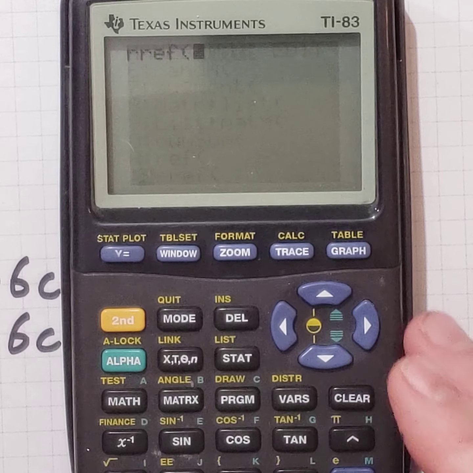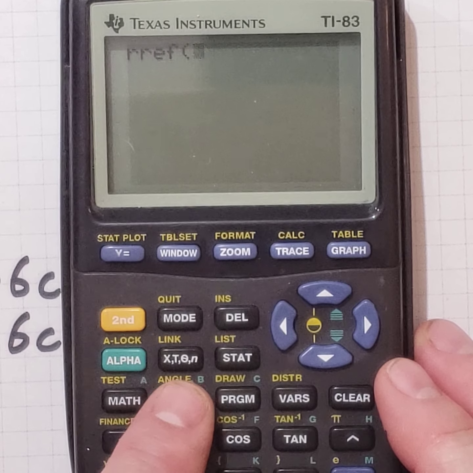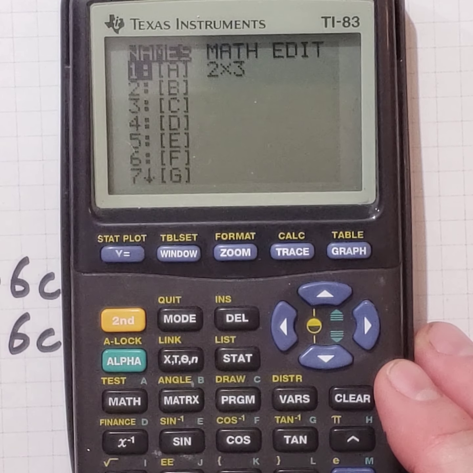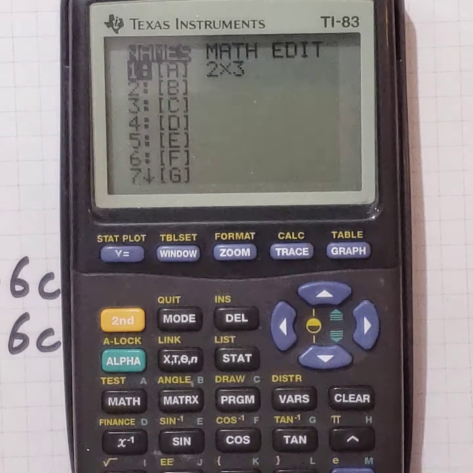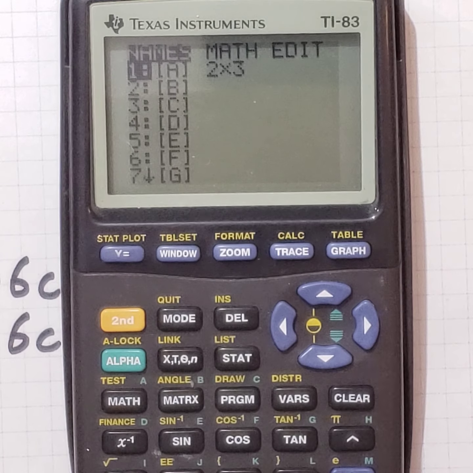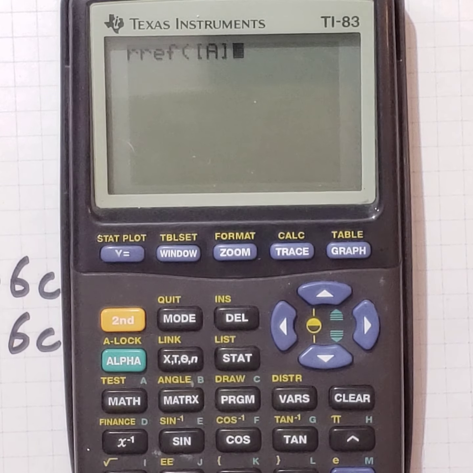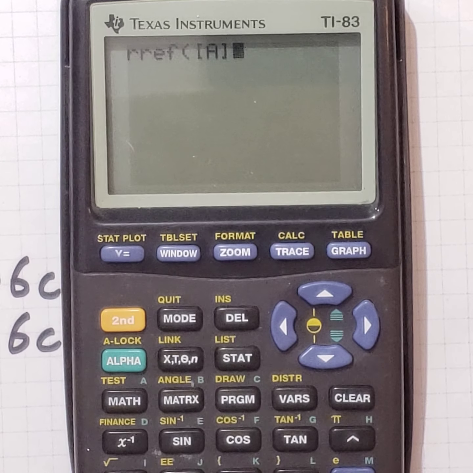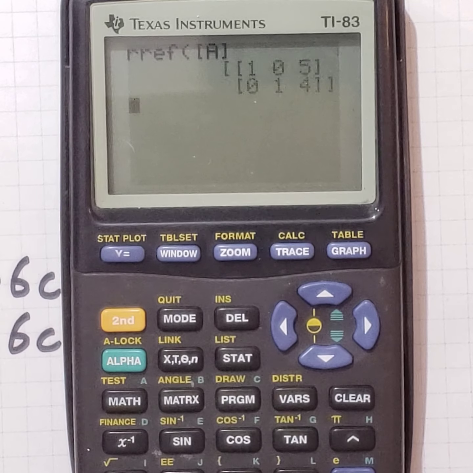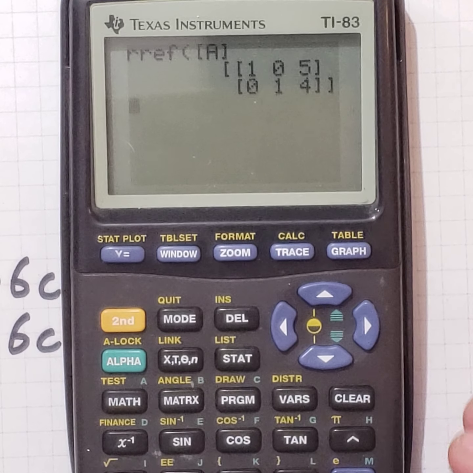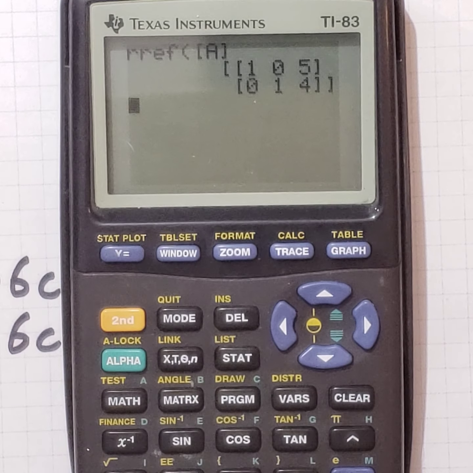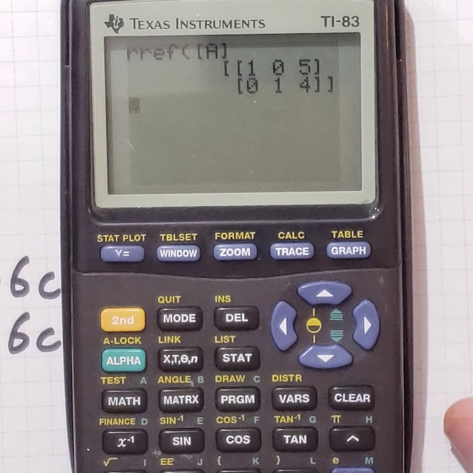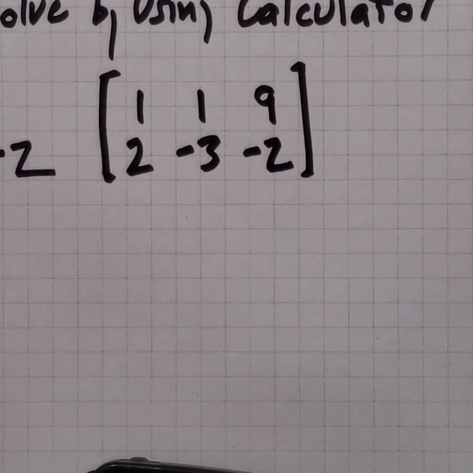Hit enter. And then matrix one more time. And this time we're choosing matrix A. Matrix A is the one that we edited before, so now we need to select it. And we're saying put matrix A in reduced row echelon form. And when we hit enter again, we get that: 1 0 5, 0 1 4. All right, let's take a look at what that means.